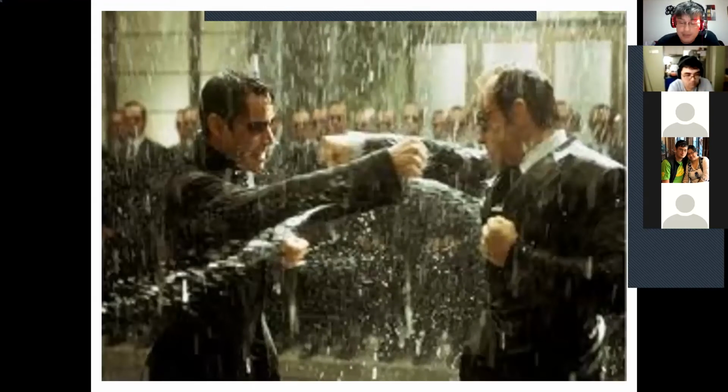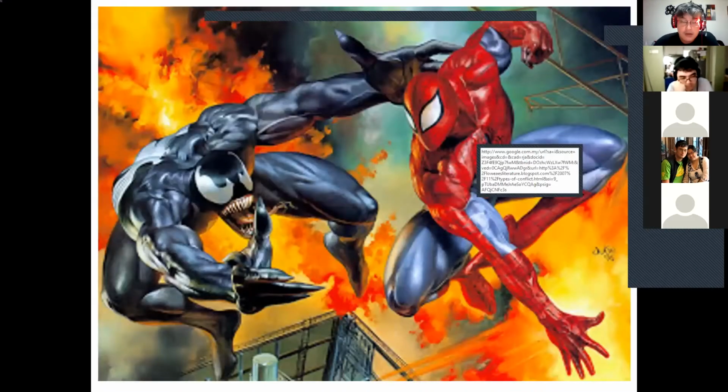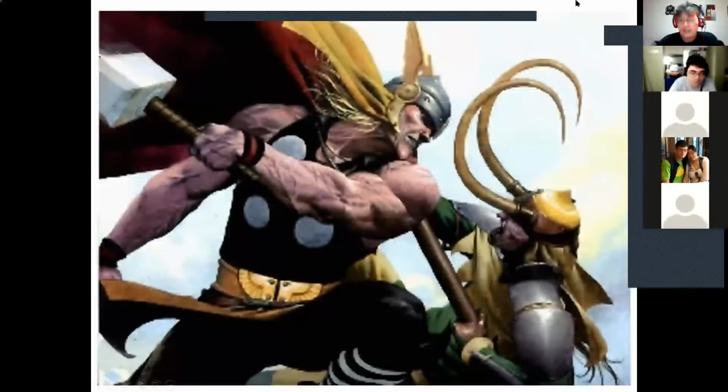Here are some great examples from cinema. This is, of course, from Matrix, the third one, not Reloaded, Revolutions, Neo and Smith. Other examples, of course, Harry Potter, Voldemort, Venom and Spider-Man, Thor and Loki.